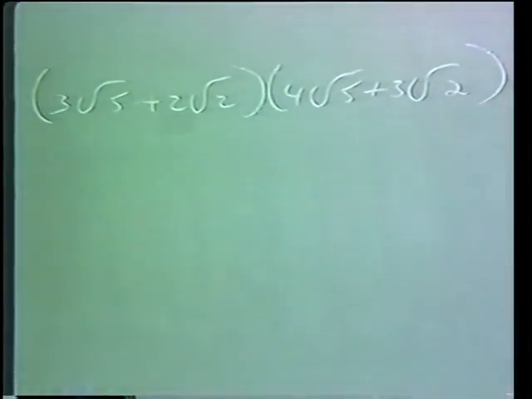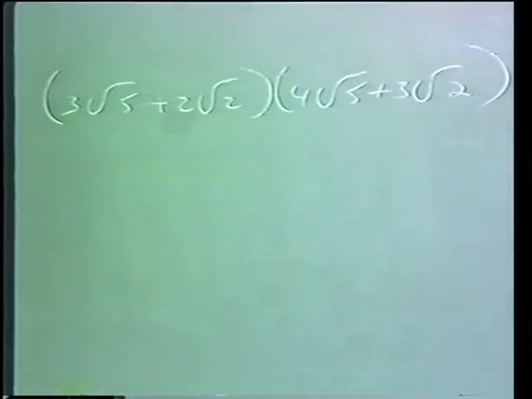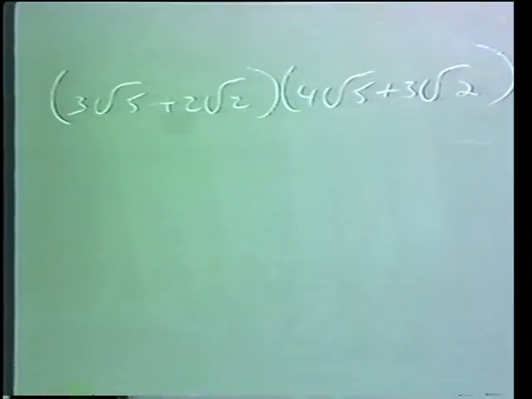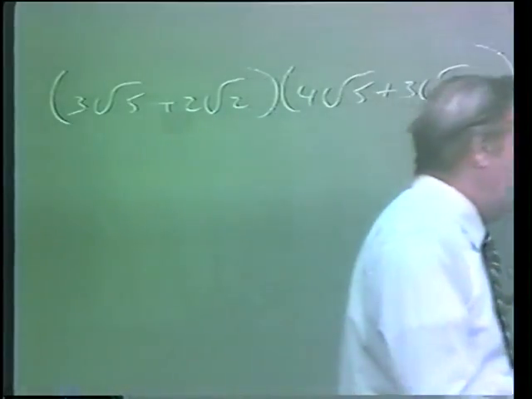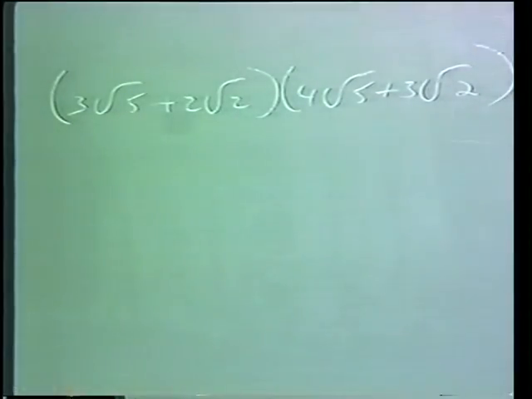This is 3 square roots of 5 plus 2 square roots of 2 times the quantity, 4 square roots of 5 plus 3 square roots of 2. And it says multiply those two terms. What is the key word there? What's the magic word? How are you going to multiply that? That's what it is. The magic word is FOIL.